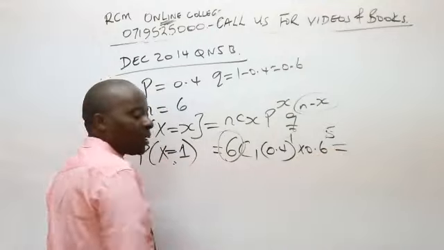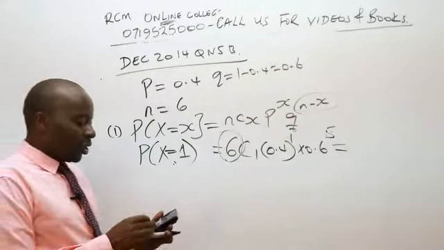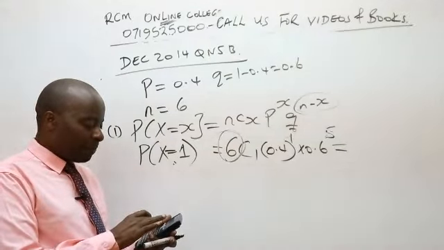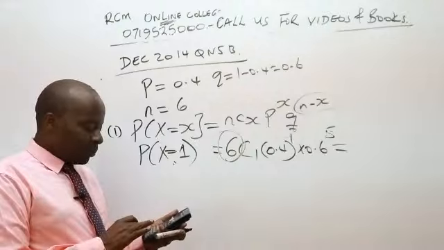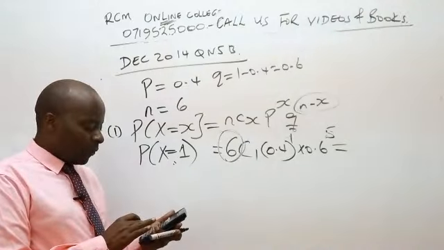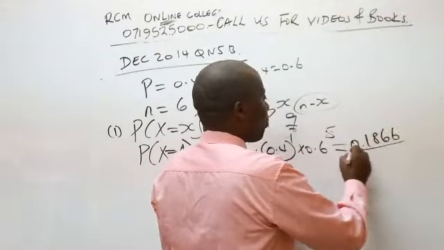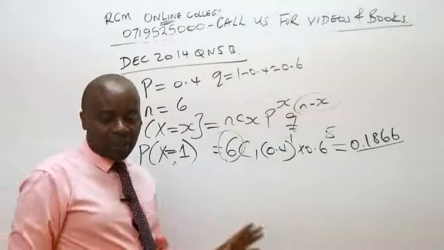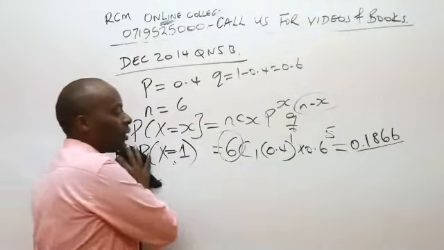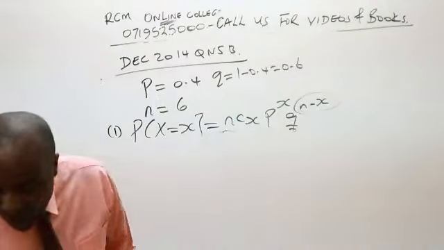So please get out your calculator to evaluate this particular probability that the examiner wants us to get. So this will be 6 combinations 1 times 0.4 raised to 1 times 0.6 raised to 5 equals, which gives us 0.1866. That is the end to that first requirement, which wanted us to give them the probability that exactly one household was affected. So that is it.